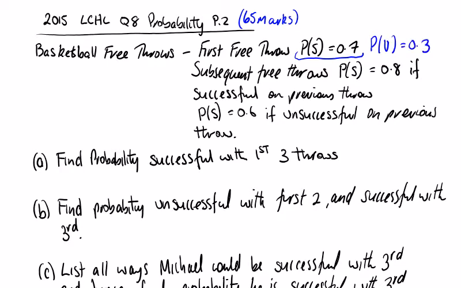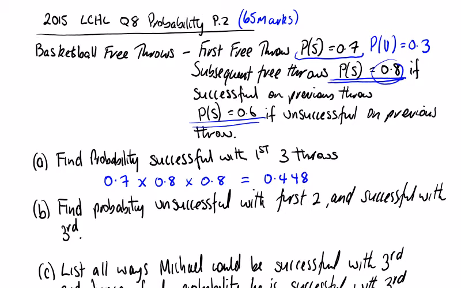For subsequent free throws, it's 0.8 if he was successful on the previous one, and 0.6 if he was unsuccessful on the previous one. So part A, find the probability of success with the first 3 throws. So for the first one, 0.7. For the second one, he has been successful, so it's this 0.8. And again, 0.8. And these 3 multiplied is 0.448.